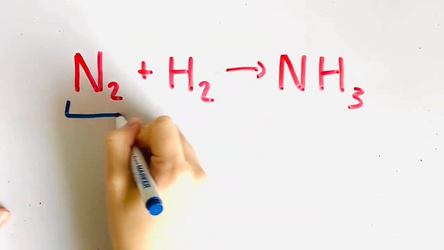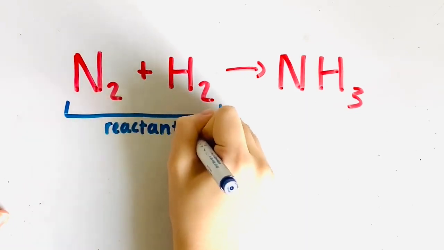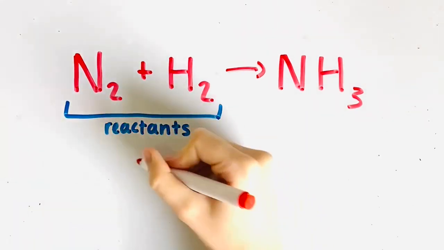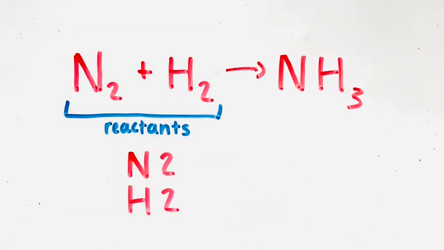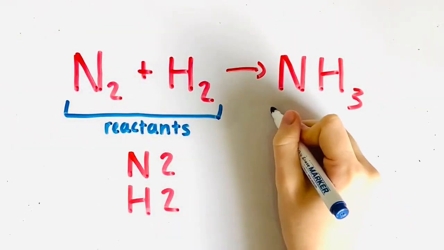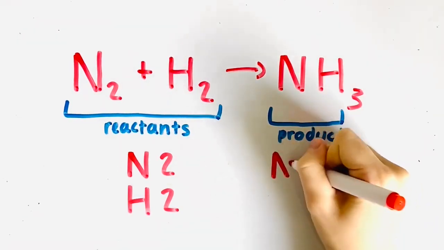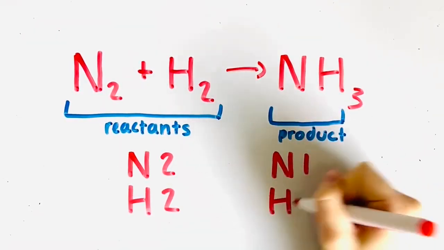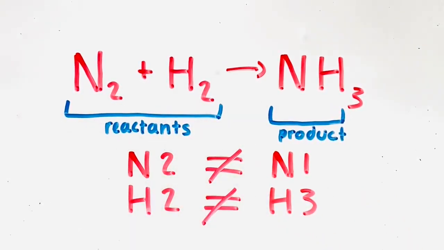For example, the equation N2 plus H2 yields NH3 is not balanced. On the reactant side, there are 2 nitrogen atoms because N has a subscript of 2, and there are 2 hydrogen atoms because H also has a subscript of 2. On the product side, you have 1 nitrogen atom because N has no subscript, and 3 hydrogen atoms because H has a subscript of 3. As you can see, 2 nitrogen atoms is not equal to 1 nitrogen atom, and 2 hydrogen atoms is not equal to 3 hydrogen atoms, so the equation is not balanced.